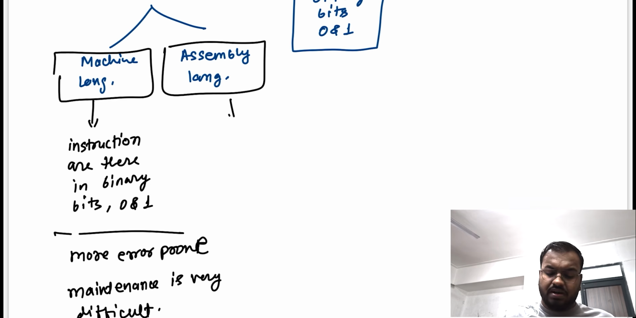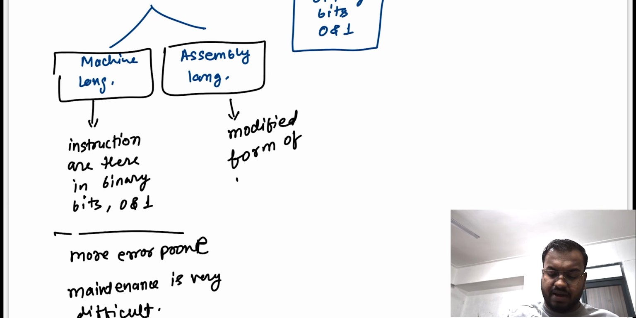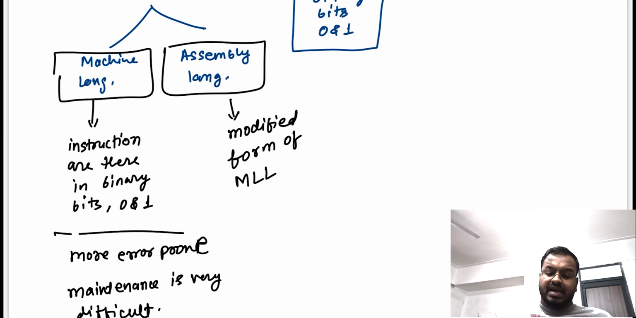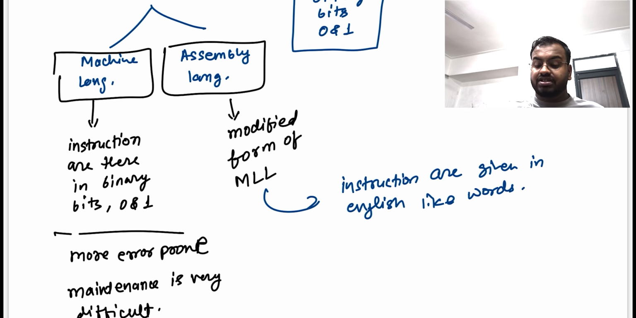So in layman terms, you can say that assembly language is a modified form of machine level language. In assembly language, instructions are given in English like words, such as if we want to add two numbers, we were using the add symbol. If we want to subtract two numbers, we were using the subtract symbol. So see, it is much easier as compared to machine level languages.